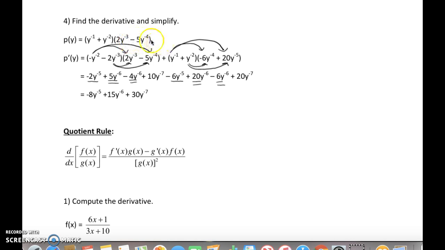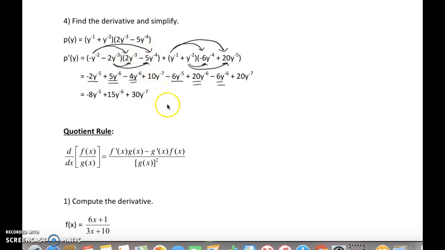And it's going to be plus, because negative 5 times negative 4 is plus 20y to the negative 5. And then we have to go ahead and do all the distribution for that. And we end up with negative 2y to the negative 5 plus 5y to the negative 6 minus 4y to the negative 6 plus 10y to the negative 7 from the first piece.